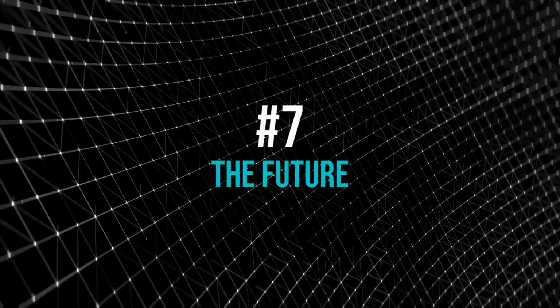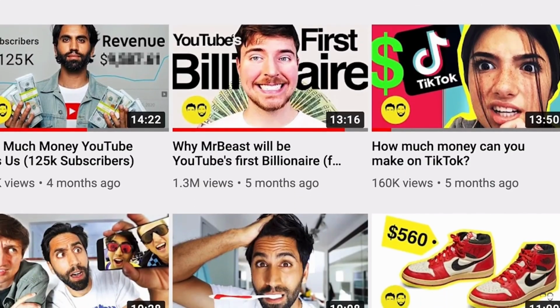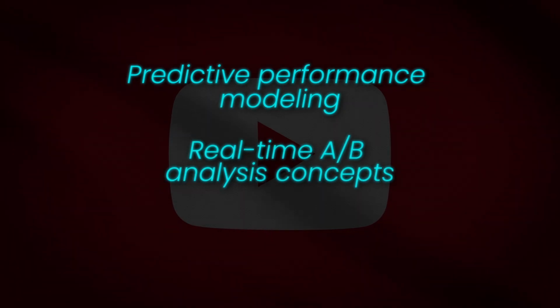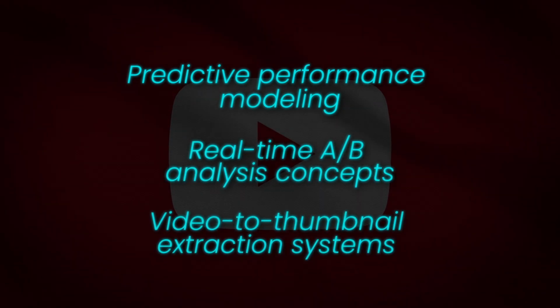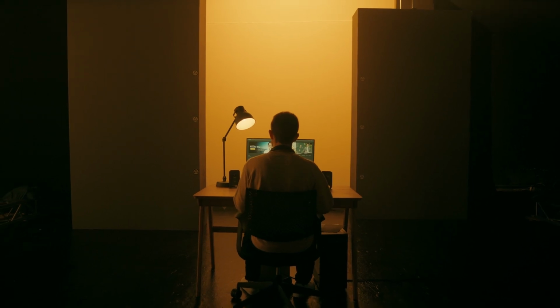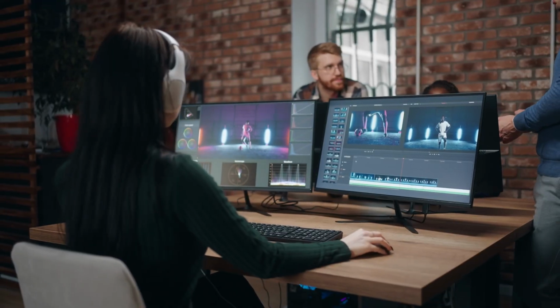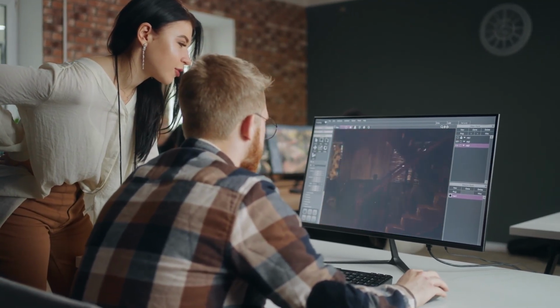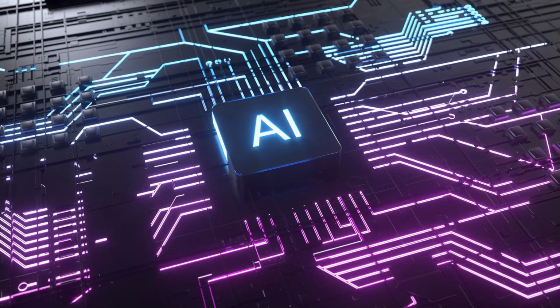Now, let's zoom out for a second and look at where this is all heading. AI thumbnail tools are evolving quickly. We're already seeing early versions of predictive performance modeling, real-time A/B analysis concepts, and video-to-thumbnail extraction systems that detect the most emotionally engaging frames. Early adopters always benefit during technology shifts like this. But here's the important part. Tools don't replace thinking. They accelerate it. The creators who understand psychology and testing will still win. AI just gives them better execution speed.